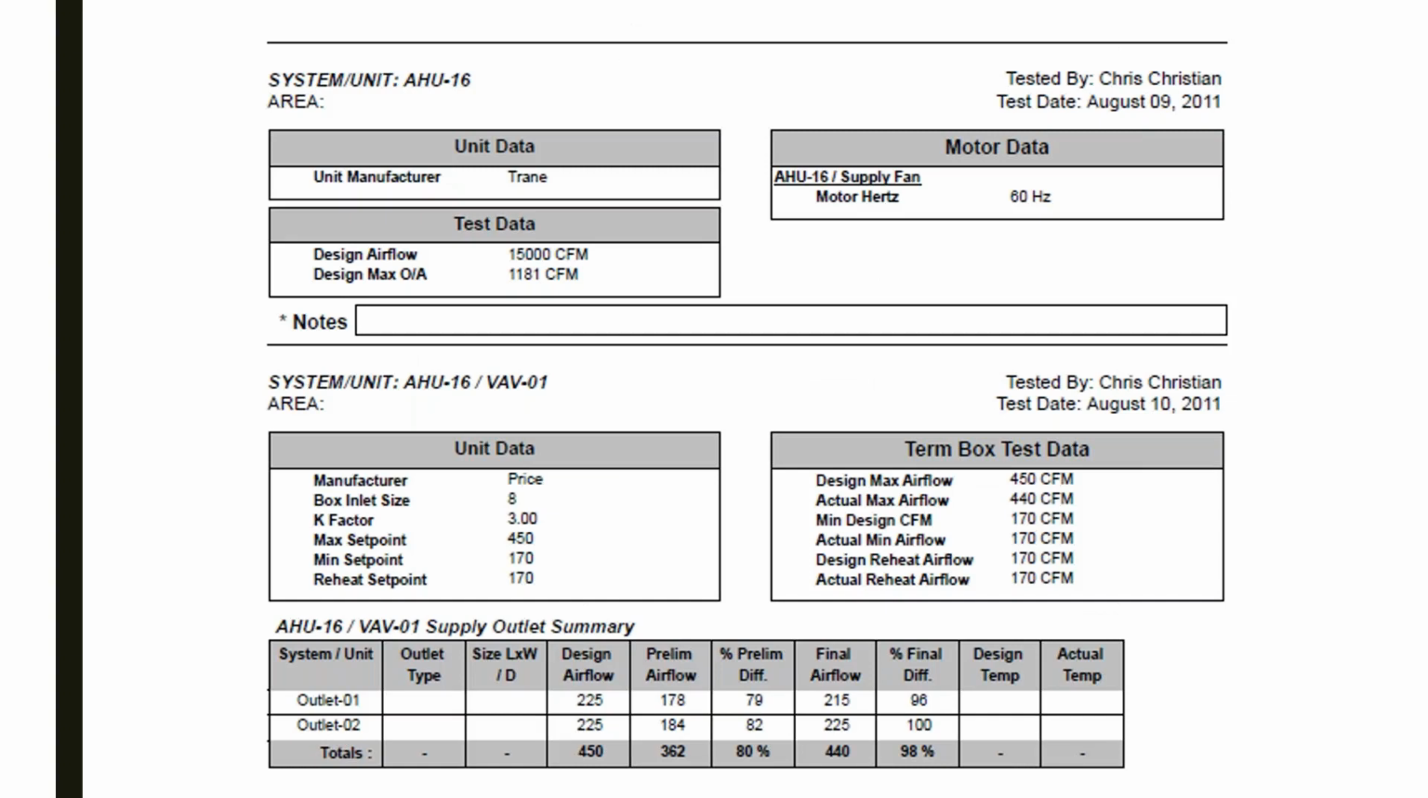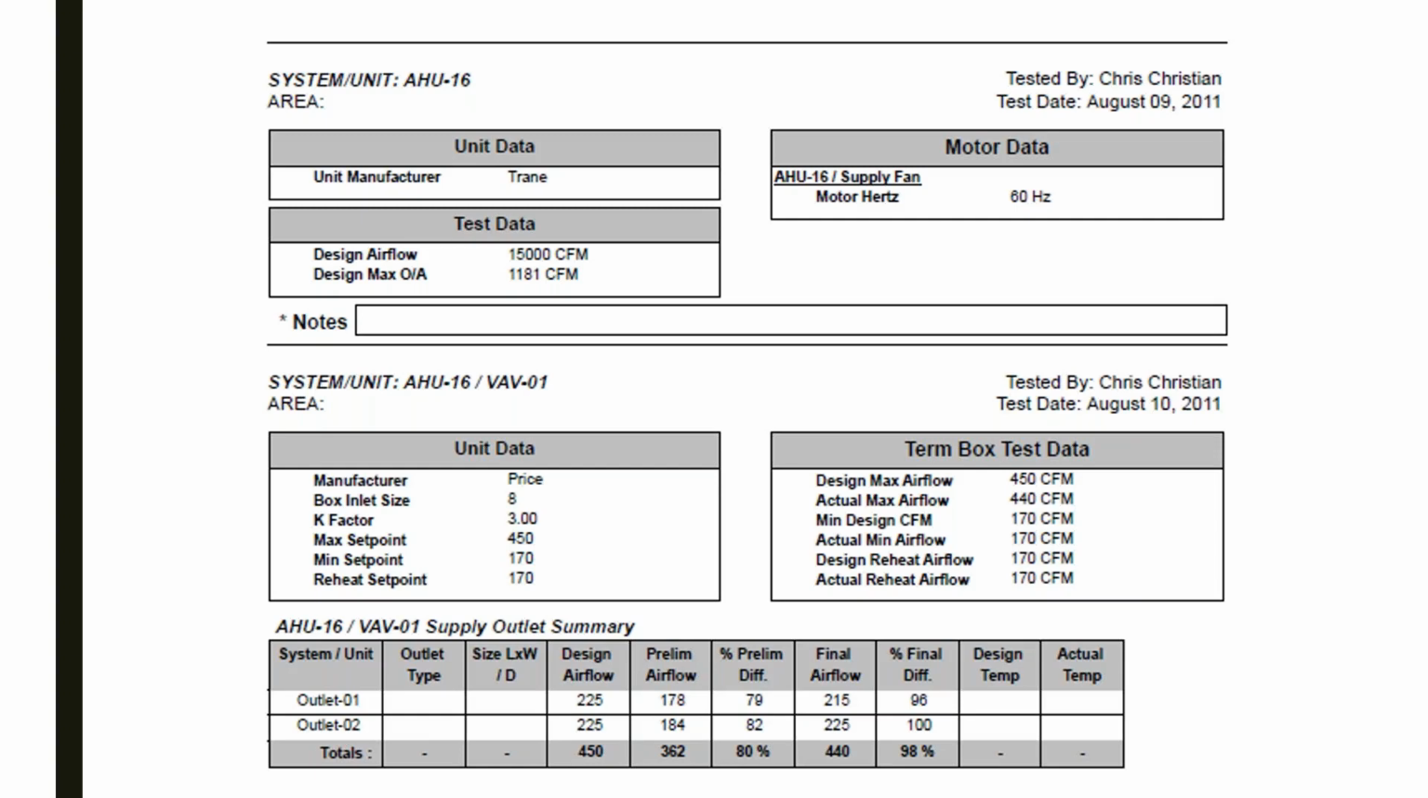What I'm going to show you now are just some different types of TAB reports you might see. This is, gosh, what is it? It's a supply fan, I guess we're looking at. We don't have to look too closely. This is actually a rooftop package unit. Okay, thank you.